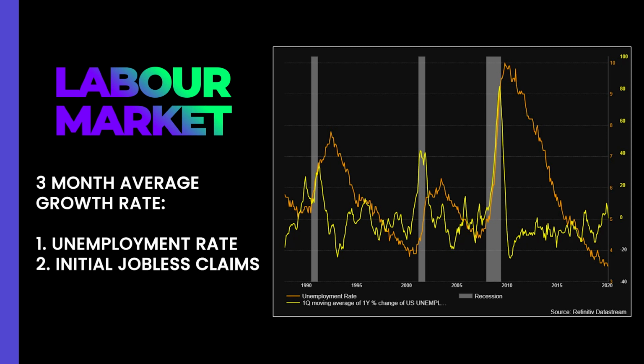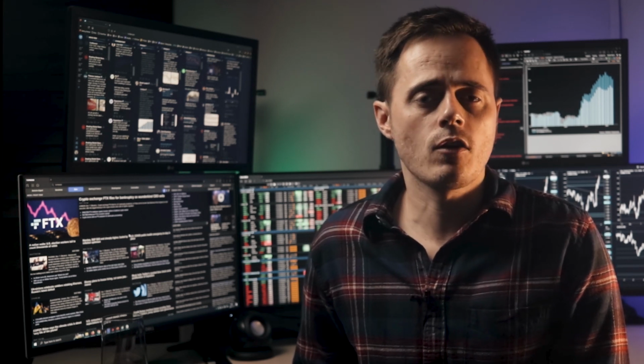We mentioned these sub-indexes in the PMIs, which are helpful, but the other one to always watch is initial jobless claims. In this chart, once again, we've used the 3-month average of the year-over-year growth rate. Now notice, even though the unemployment rate lags into a recession and out of a recovery, initial claims actually lead in both cases.